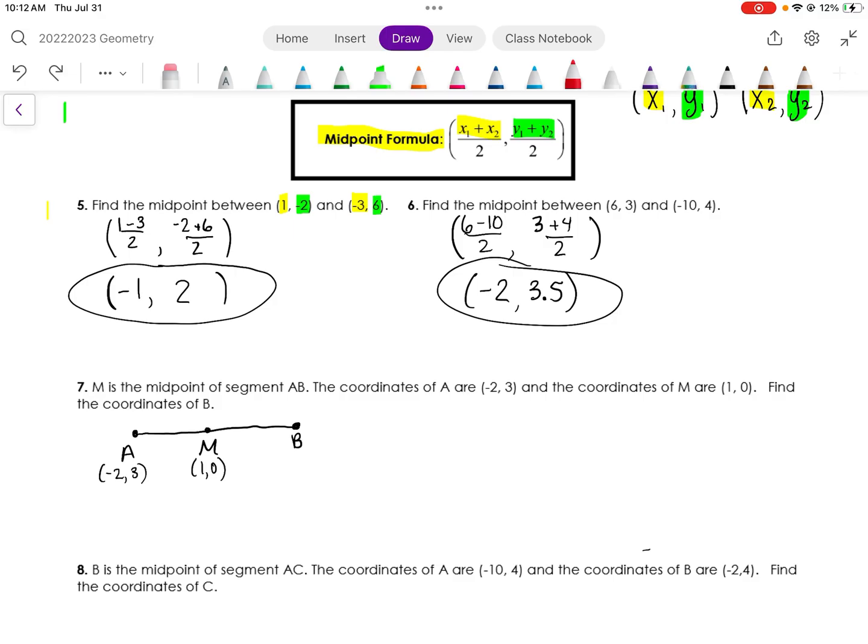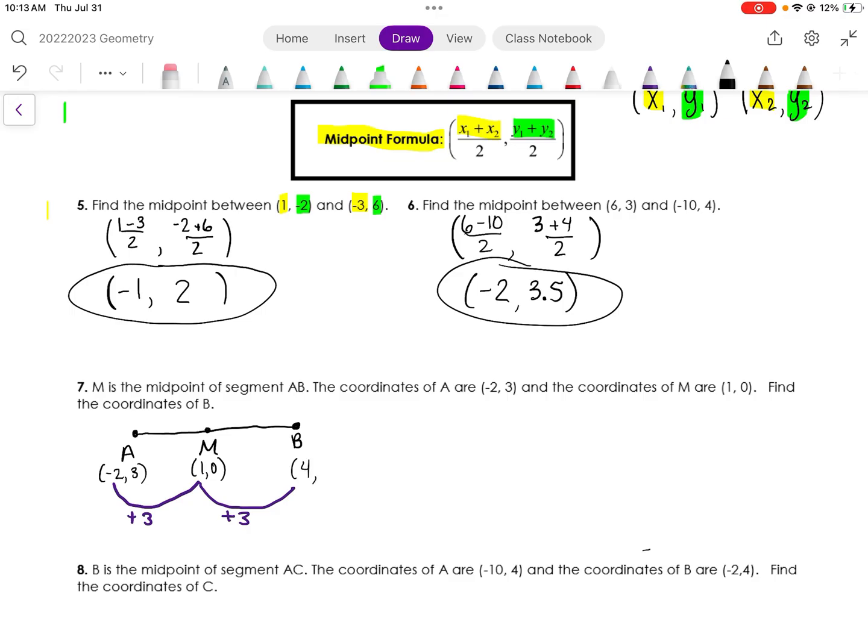If I want M to be my middle, let's use purple. And I know one end is at negative 2, and then the middle is at 1. Let's think about that jump on a number line. If I'm going from negative 2 to 1, that's going up 3 units. So if I'm thinking about what should be on the other end of that, and I'm thinking about distance, the distance from A to M should be the same as the distance from M to B. So I would have to go up another 3 units, and 1 plus 3 is 4.